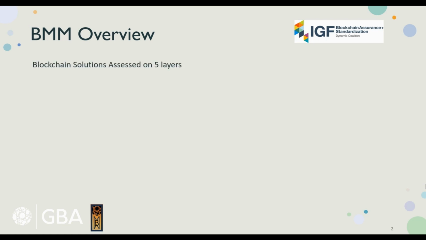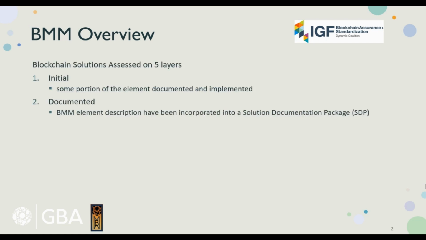The blockchain solutions are assessed on 5 layers. The first one is that some portion of the element is documented or implemented. The second layer is that it is documented. The BMM element descriptions have been incorporated into a solution documentation package. The third level is that it's validated. It works as a proof of concept, that there's adequate evidence that the solution demonstrates that it functions as intended.